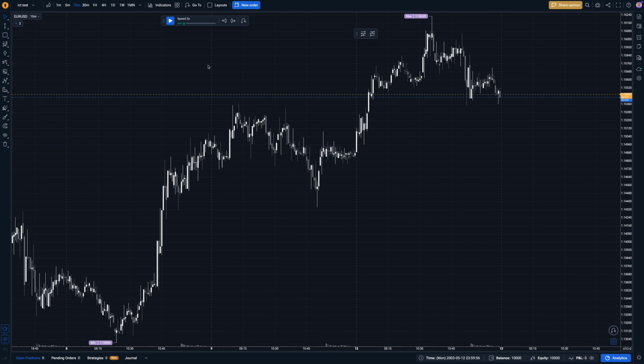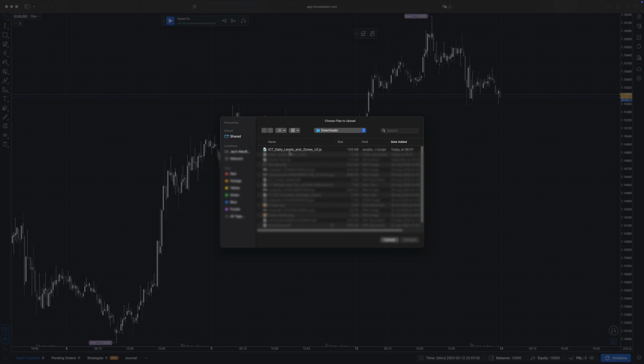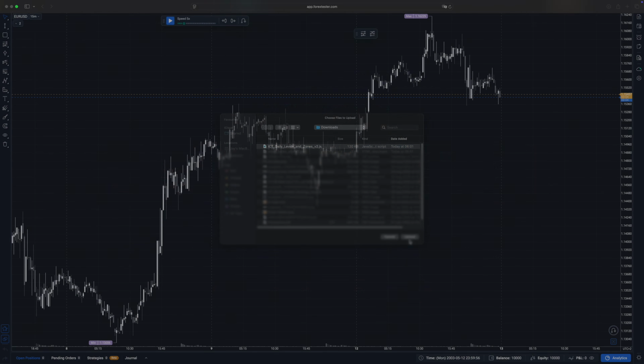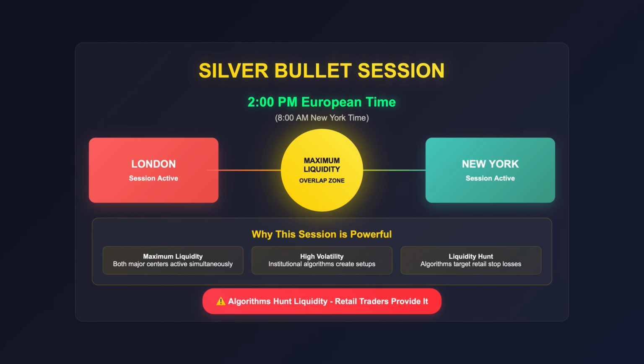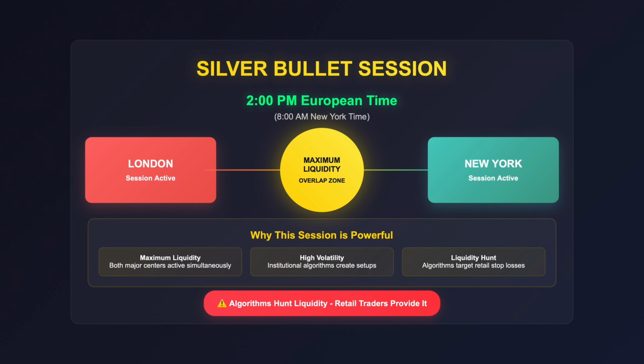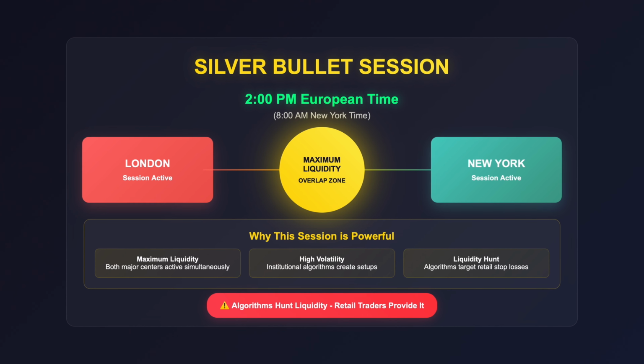Before testing anything, I had the ICT Daily Levels and Zones indicator converted from PineScript to JavaScript for Forex Tester Online. After adding it to the platform, the configuration was simple. We're testing the Silver Bullet session that appears at 2 p.m. European time. This is where the London and New York sessions overlap.